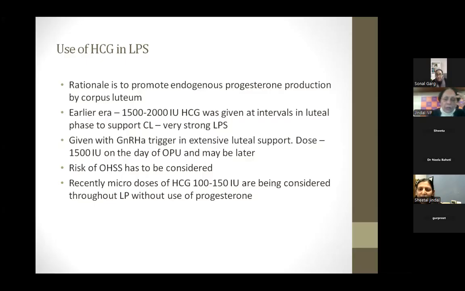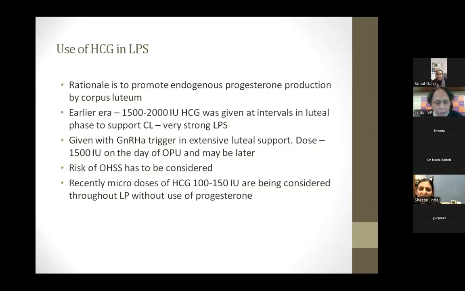So if you feel that the chances of the patient landing up in OHSS are a little low, and you have used only a GnRH agonist trigger just to be on the safe side, and you want to do a fresh transfer, then probably you can add 1500 international units of HCG. In those cases, like poor responders with a dual trigger, where you have four or five follicles, definitely you can.